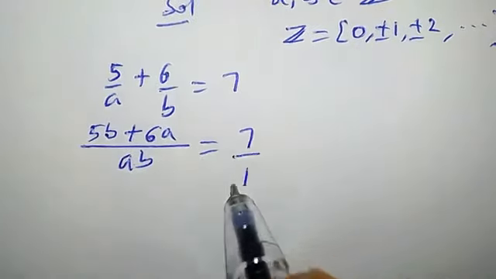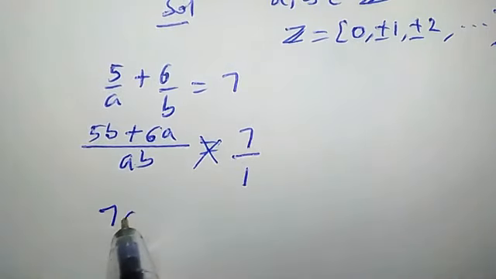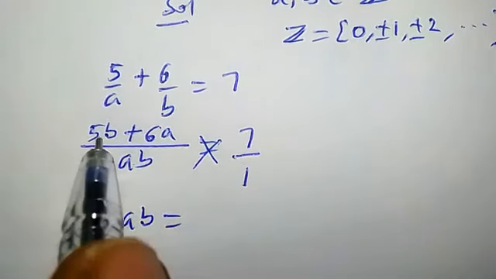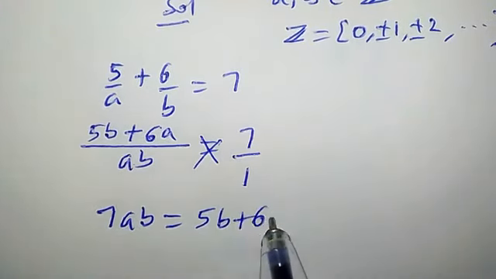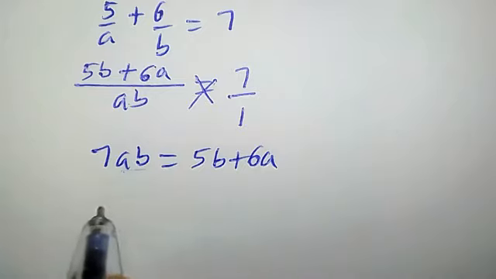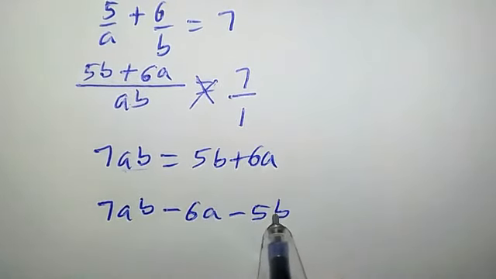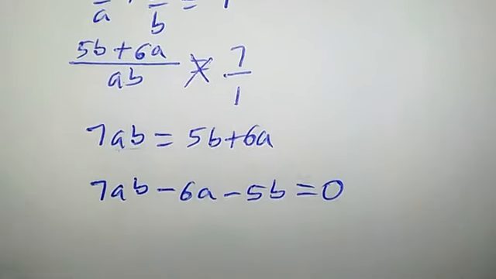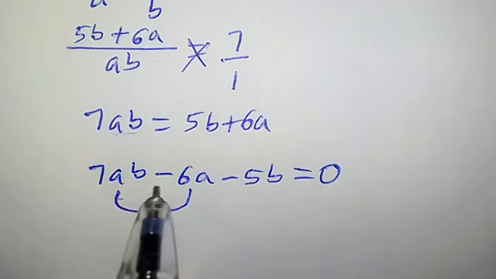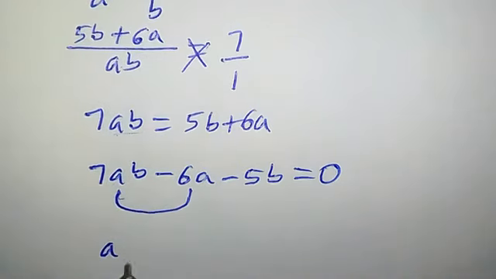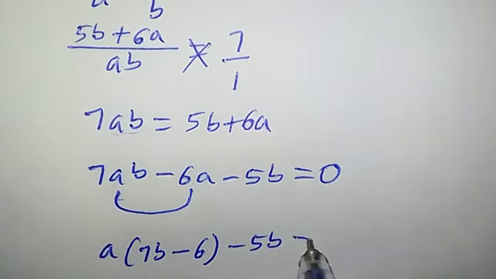7. We can cross multiply here. So ab times 7 is 7ab, equals 5b plus 6a times 1, that is 5b plus 6a. This whole thing could be written as 7ab minus 6a minus 5b equals 0. Now let us focus our attention on these two terms. a is common, so we can pull it out. We're going to have a into 7b minus 6 minus 5b equals 0.